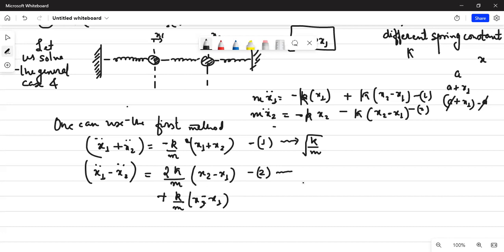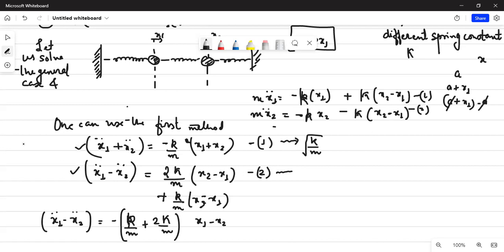सो दिस विल बी एग्जीक्यूटिंग ऑसिलेशंस विद, बिकॉज अगर तुम इसको, चलो इसको सॉल्व कर लेते हैं. सो इसको ऐसे लिखें, x1 double dot minus x2 double dot would be equal to what? Would be equal to minus of, अरे यार इसको ऐसे लिखते हैं, small k upon m plus 2 kappa upon m, and then this will be x1 minus x2. Is that clear? So this is another normal coordinate.